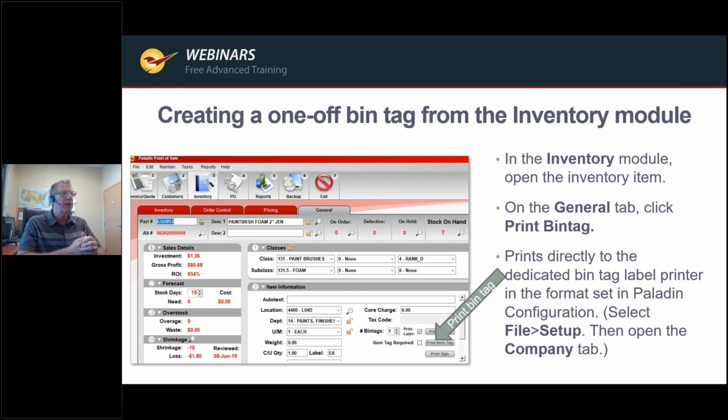Just call up an inventory item. You go to inventory, go to the general tab, and within there, you bring up an item. On the far right-hand side, it says print bin tag. It's actually a little bit higher than that. There's 3 options there: print bin tag, print item tag, and print sign. You can do those 3 from right here. And print bin tag will actually produce a label right at that moment on your dedicated label printer.